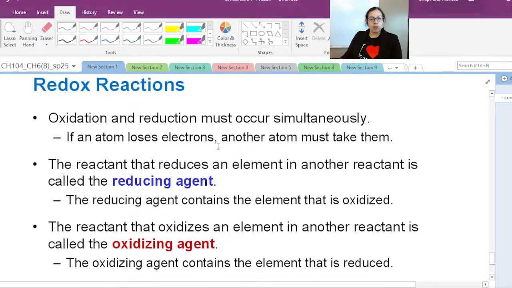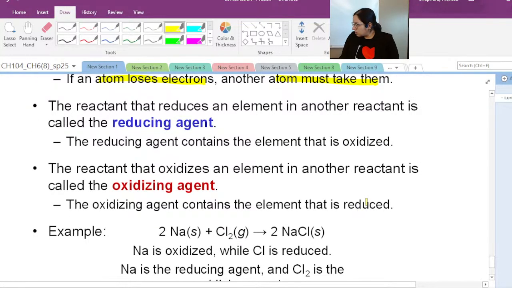And so again, this is kind of more definition stuff. Like we've seen in lab, they have to occur simultaneously. That's the whole point, the exchange of the electrons. And so if one atom loses them, another one must take them. Now, we just did this OIL RIG and LEO the lion says GER business, but we can also use other terms. So it says the reactant that reduces an element in another reactant is called the reducing agent, but then it's going to be oxidized.